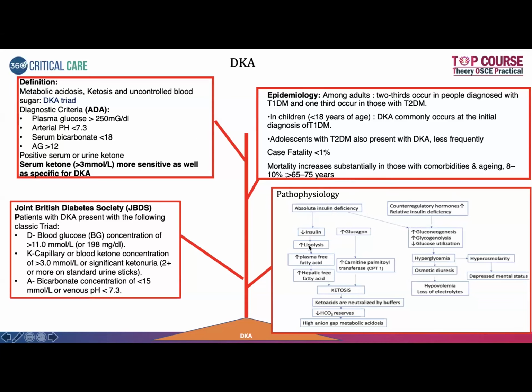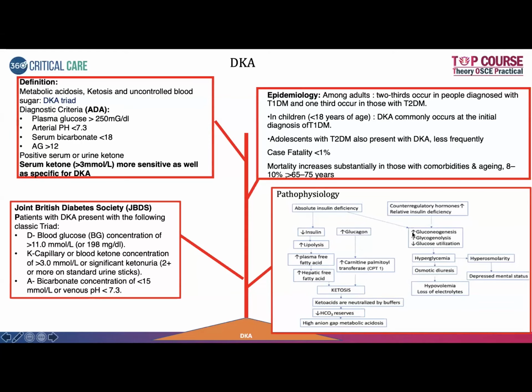Decrease in insulin causes increased lipolysis, increased free plasma fatty acids, increased hepatic free fatty acids. Because of these fatty acids, there is more ketone production, and these ketones are neutralized by buffers, nothing but bicarbonate. So as the bicarbonate buffers the ketones, the bicarbonate level goes down. This results in high anion gap metabolic acidosis. Also, because of an increase in glucagon level, there is an increase in carnitine palmitoyl transferase. So this also causes ketosis.